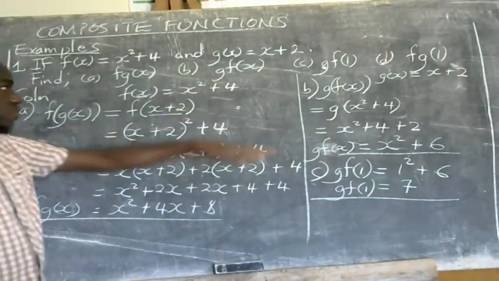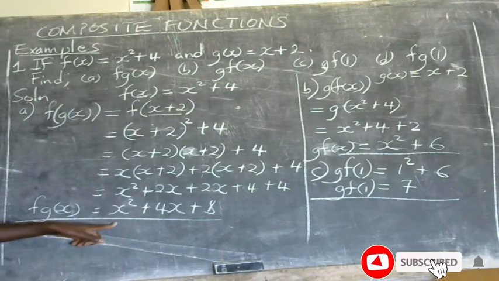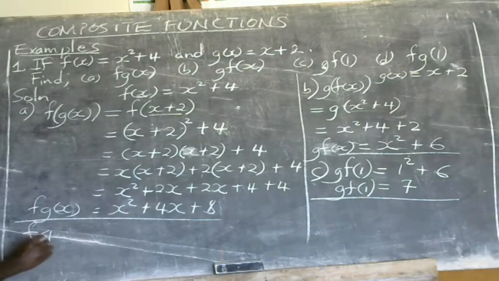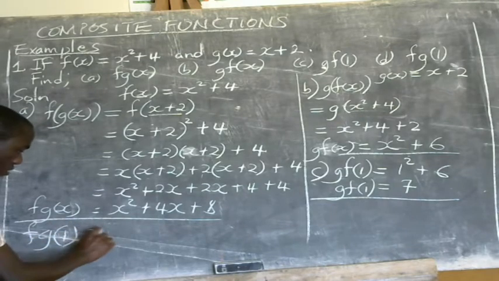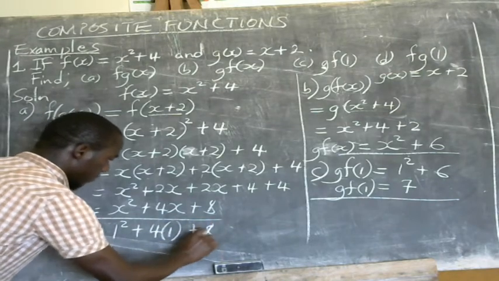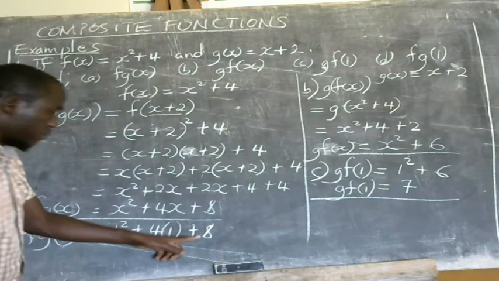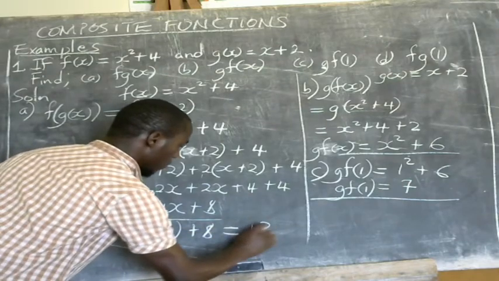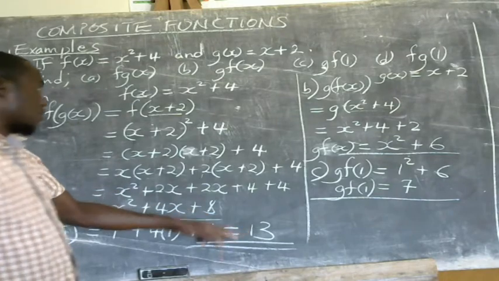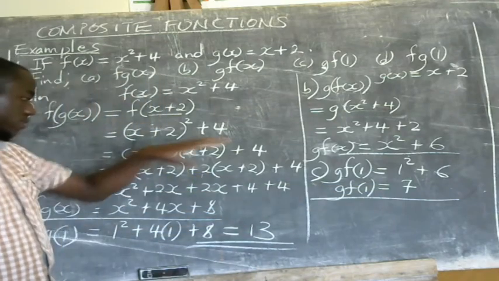Then part D, they are telling me to find f of g of 1. I need to substitute 1 wherever there is x. So my f of g of 1 is going to be equal to 1 squared plus 4 times 1, then plus 8. 1 squared is 1, plus 4 is 5, plus 8 is equal to 13. And this is the 13 when you go back to the introduction of example 1. This is the 13 we last got, somewhere down in the last range there.